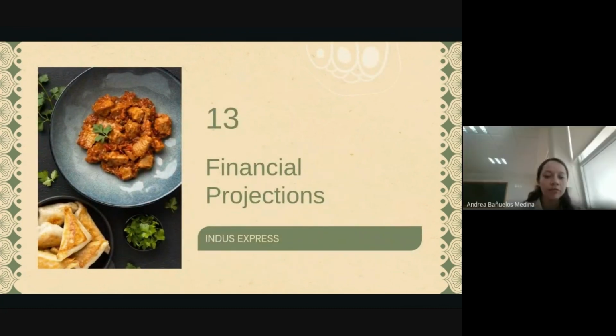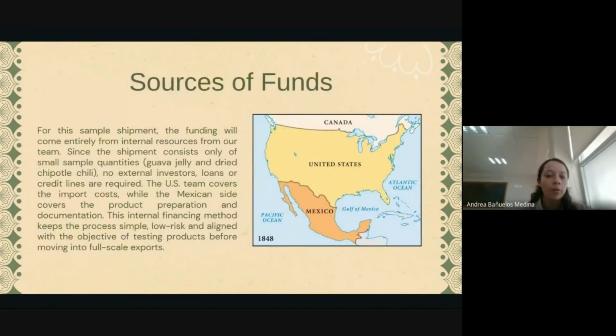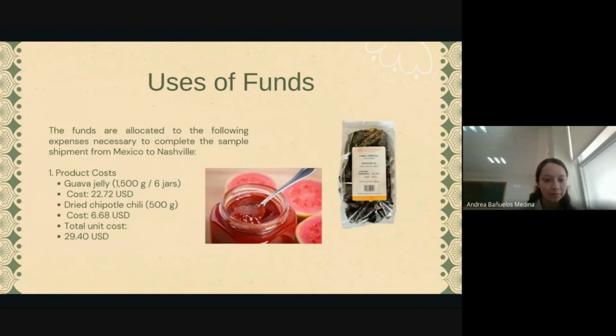For the financial projections, we'll be using our own financial resources since we'll only be sending samples for testing in the restaurant. So we are only paying for the export packaging, domestic freight, port charges, and United States import carrier. And that's only in a mini resume.